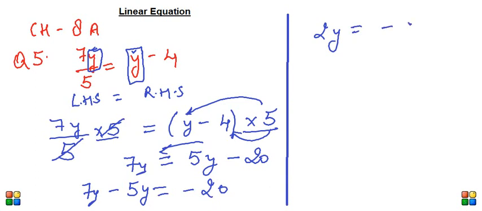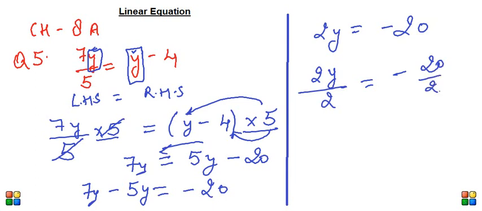Again I don't want 2 with y because I only want the value of y. So I will divide by 2, minus 20 by 2, because whatever operation I do on the left hand side I have to do on the right hand side also. So 2 and 2 will get cancelled, y is equal to 20 divided by 2, which will give 10. So the answer is 10.